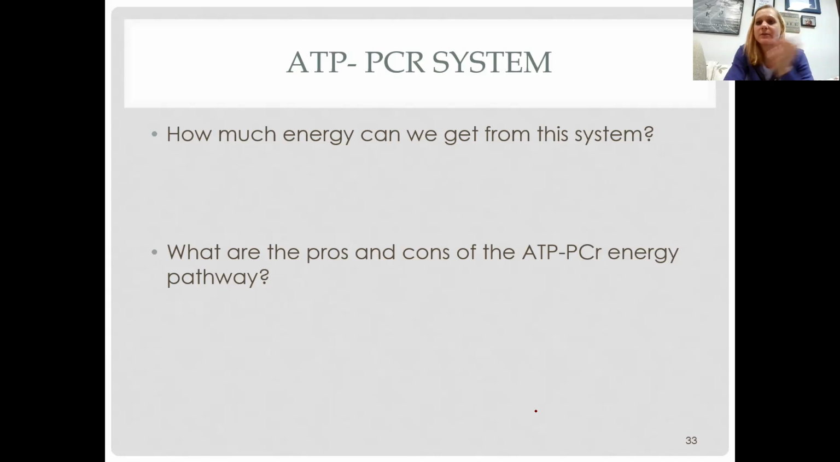What are the pros and cons of using this system? Certainly a pro is that it's very quick, right? We can get this energy very fast, and it allows us to produce a large amount of power because of the speed at which this process can occur. The con of this system is it only lasts 12 seconds, right? That can certainly be a negative for us in a variety of sports where we need to go longer than 12 seconds. So pros, it's very powerful, very fast. Cons, it's easily fatigable. It can only last us for 12 seconds.